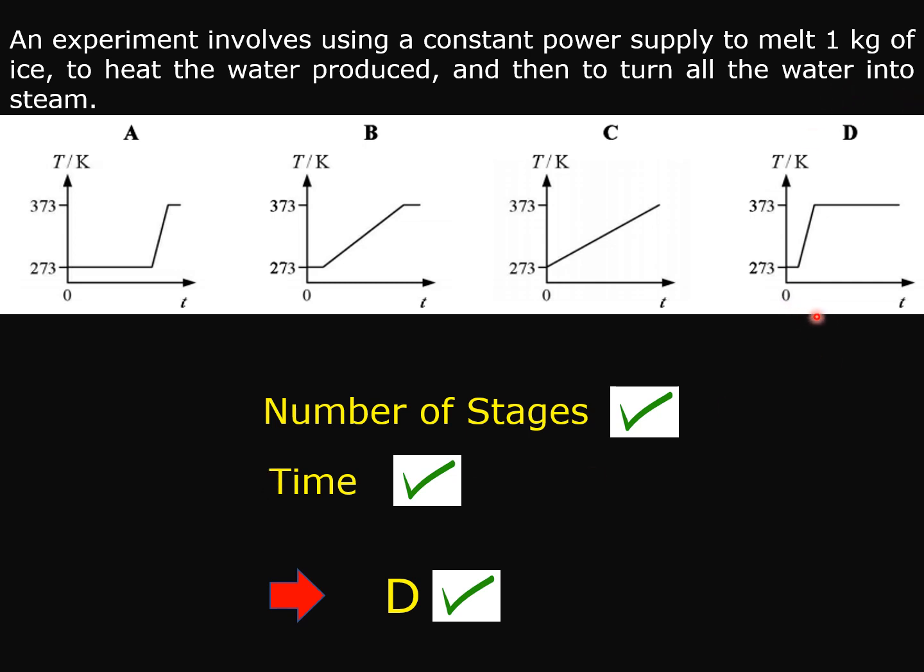Okay, because the time required to transform the boiling water into steam is the longest based on our calculation, and it is reflected by graph D. So that means we know that the answer is D based on these 2 factors that we consider.